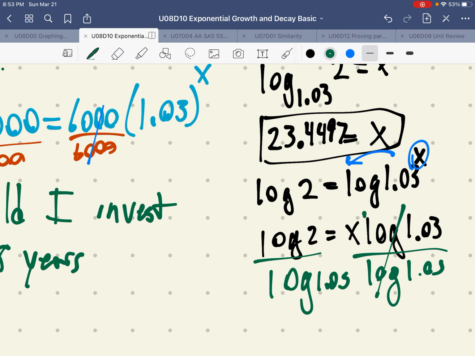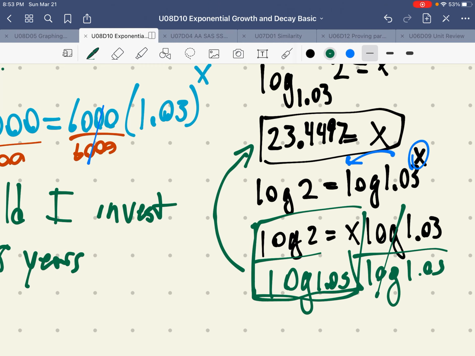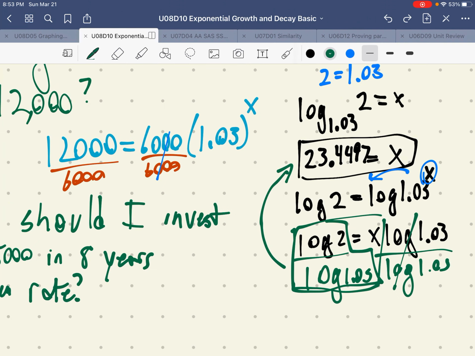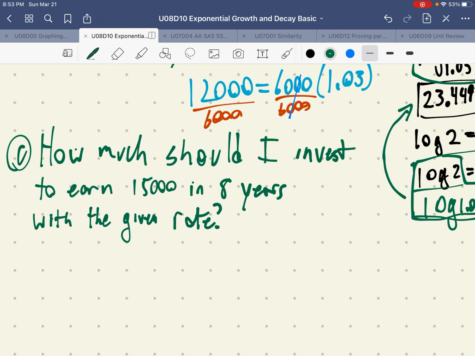This will cancel out, so x is equal to this value, which if we use a calculator, should be the exact same amount as it was when we used log base. Because this is the change of base formula, this log expression is actually equal to this log expression. So they should both give you 23.449 years.